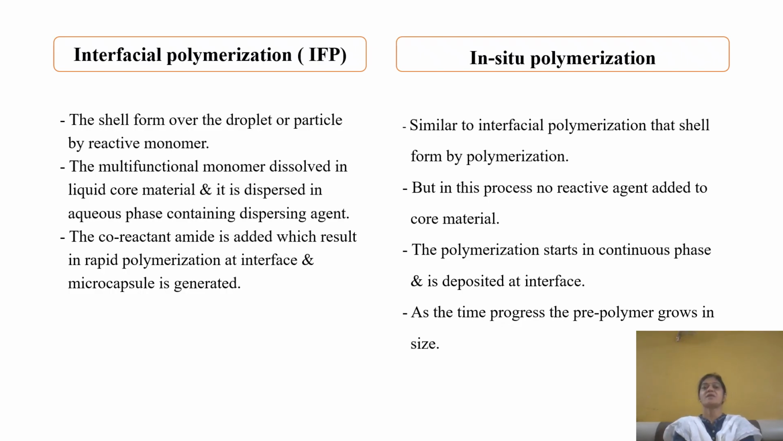Whereas in situ polymerization is somewhat similar to interfacial polymerization, where the shell is formed by polymerization. But in this technique, we do not use any reacting agent added to the core material. So polymerization itself starts in the continuous phase and is deposited at the interface. As time progresses, the pre-polymer grows in size.